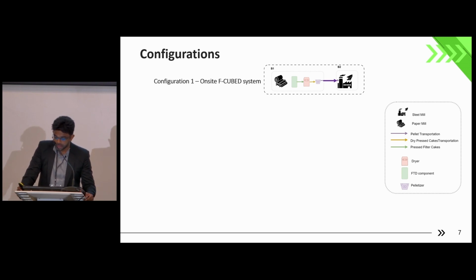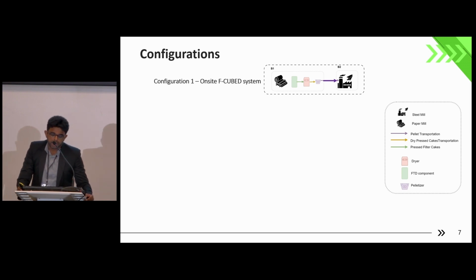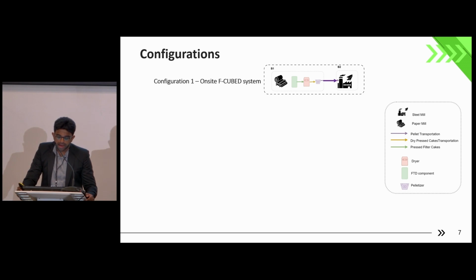So you can see the green one is the FDD system, which is the feed conditioning, towage, and the dewatering component. Altogether, I call it the FDD component. And the red is the dryer, and the purple one is the pelletizer. And what we can do is, within these components, where we can place them and then try to optimize it is my goal. So configuration one is the normal one, which is we have all these systems, the dryer, pelletizer, and the FDD system at the site of the wet residue, which in this case is a paper mill. And then we transport the pellets to the steel mills elsewhere at B2.